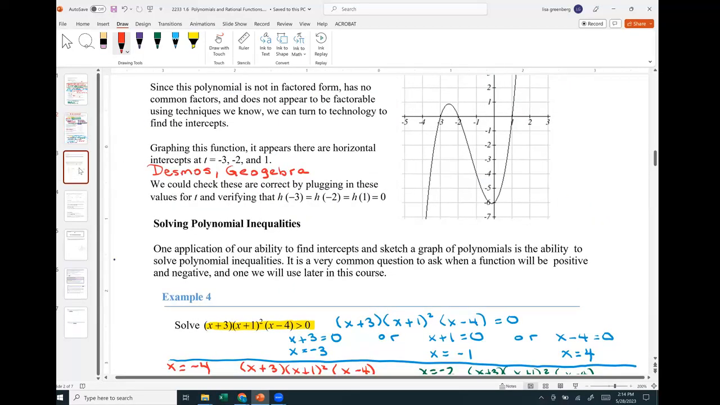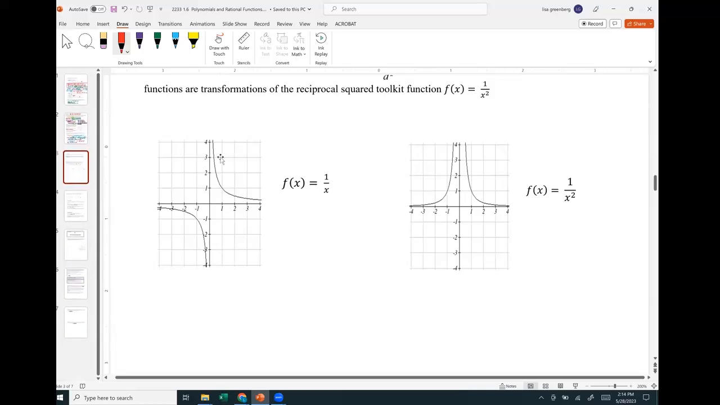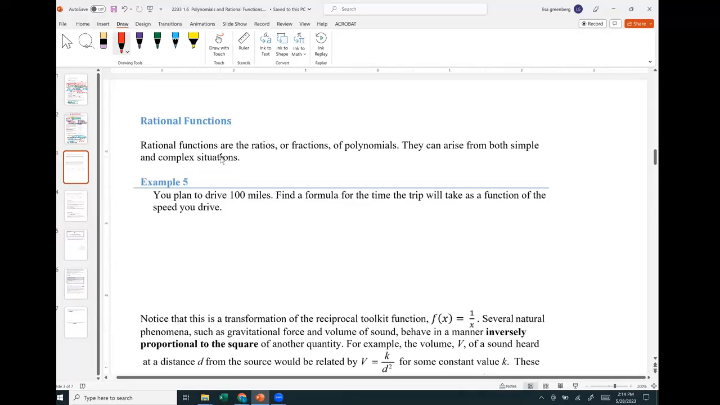All right, next. Now we're going to talk about rational functions. So rational functions basically are polynomials over polynomials. And now we know what the rules are for polynomials. So as long as we have one polynomial over another polynomial, we have a rational function.